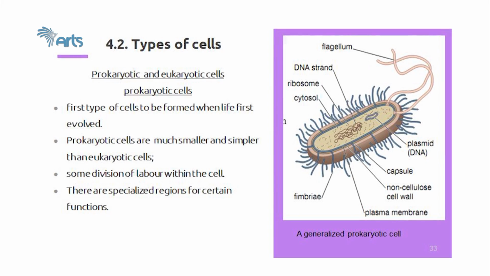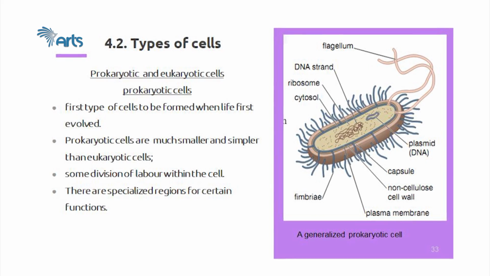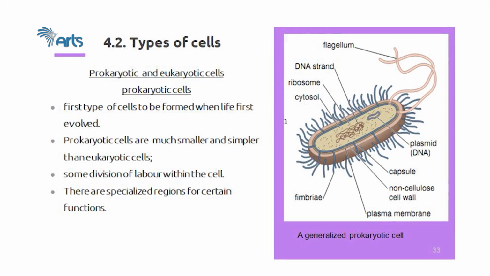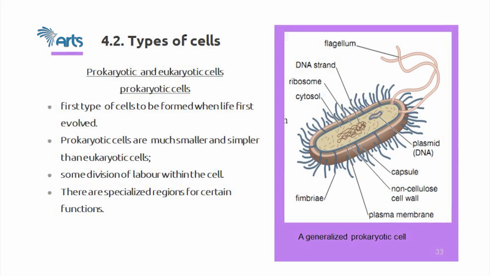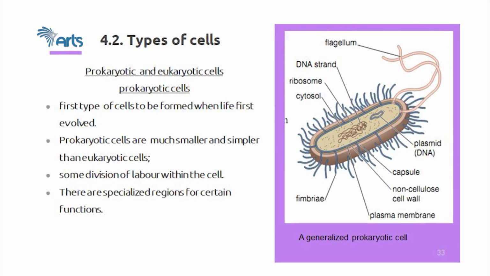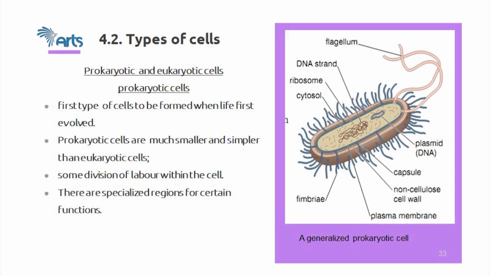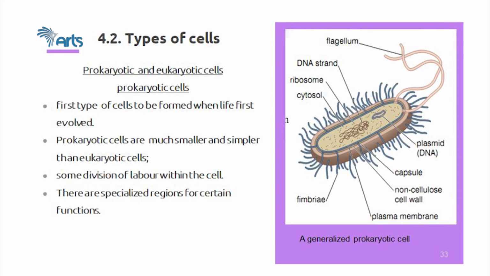First, let's consider the prokaryotic cell. The first type of cells to be formed when life first evolved, the prokaryotic cells. The prokaryotic cells are much smaller and simpler than eukaryotic cells. There is some division of labour within the cell. There are specialized regions for certain functions.